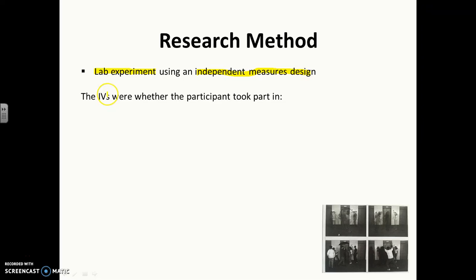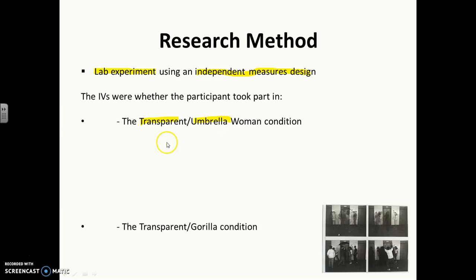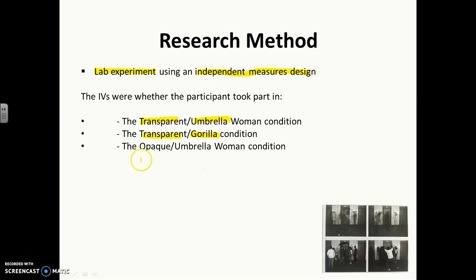The IVs were whether the participant took part in any of the following. So transparent umbrella woman condition. So we've got the transparent condition with the umbrella. We've got the transparent condition with the gorilla. The opaque umbrella. So remember, opaque means you can't see through. And opaque gorilla. Opaque and gorilla condition.